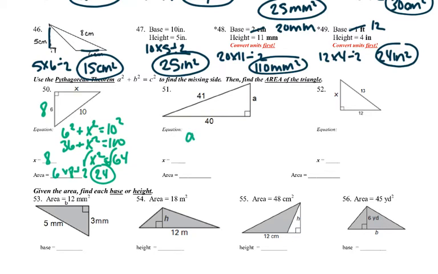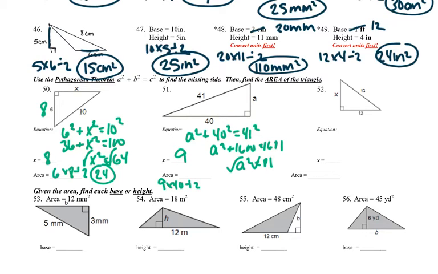Here, my equation would be a squared plus 40 squared equals 41 squared. We've done this one a lot as well, another Pythagorean triple. This turns out to be 9. Square root of 81 is 9. So 9 times 40 divided by 2 is 180, no units.